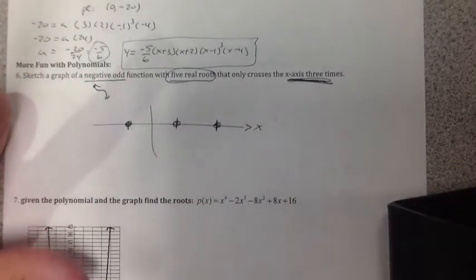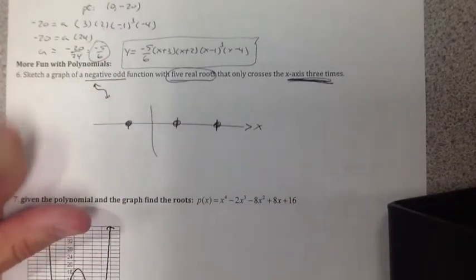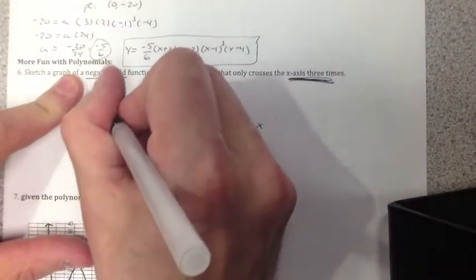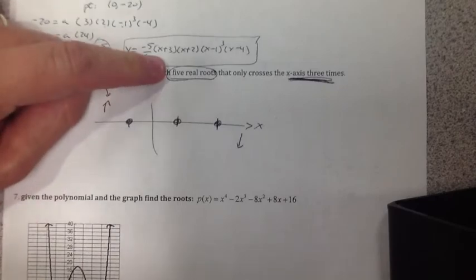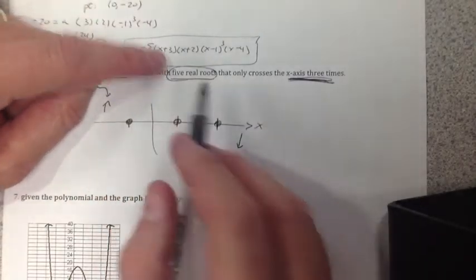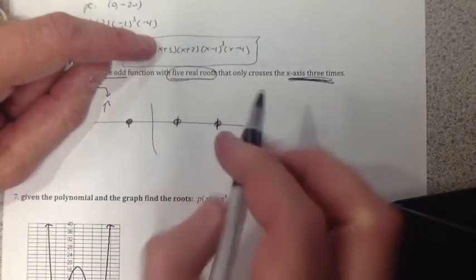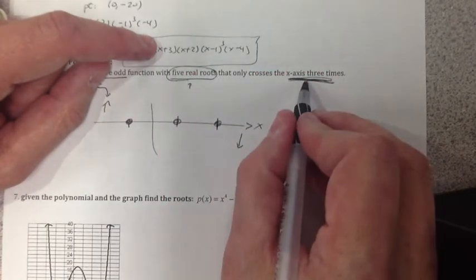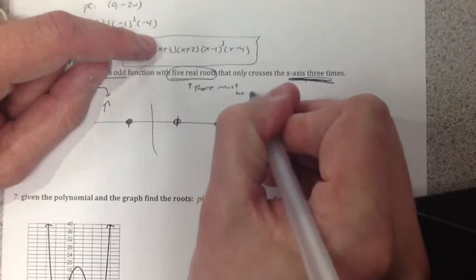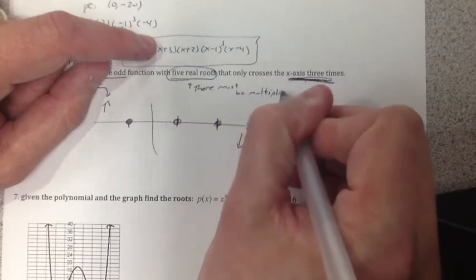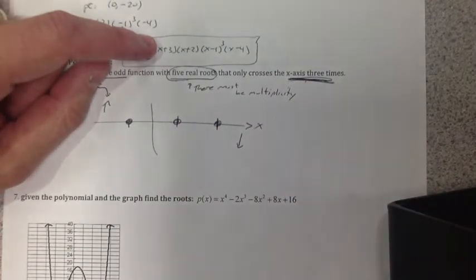Next we're going to take a look at the odd function. It's odd, so it starts up, ends below. And it has to cross 5 times. I mean, it has to have 5 real roots. So the 5 real roots means, since it only crosses 3 times, there must be multiplicity. Okay, so there must be multiplicity here.